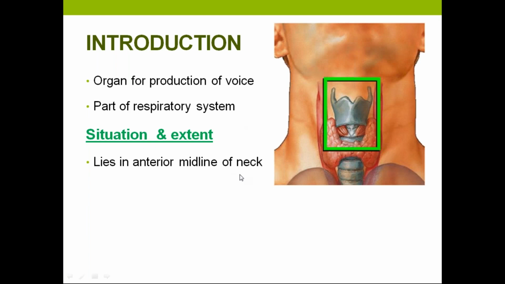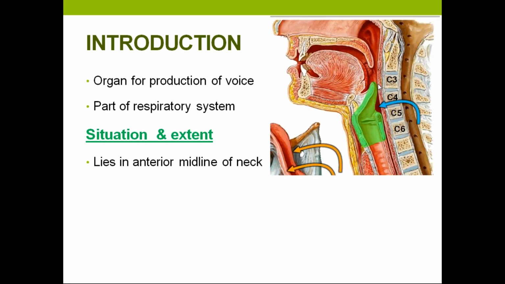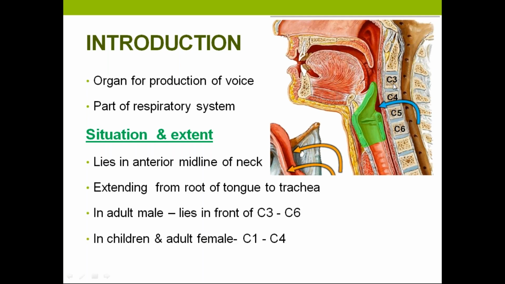As I already said, it is an organ for protection and voice. It is situated in the anterior median line of the neck. This is the anterior midline of the neck. If you see, it extends from C3 vertebra to C6. In adults, it extends from C3 to C6. In children and females, it extends from C1 to C4. It is a little higher than in the male.